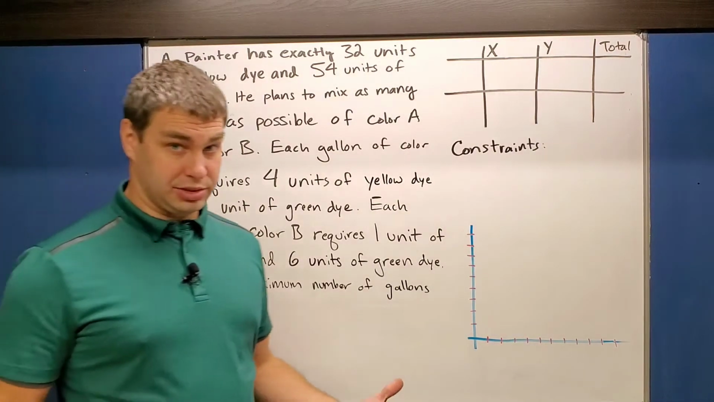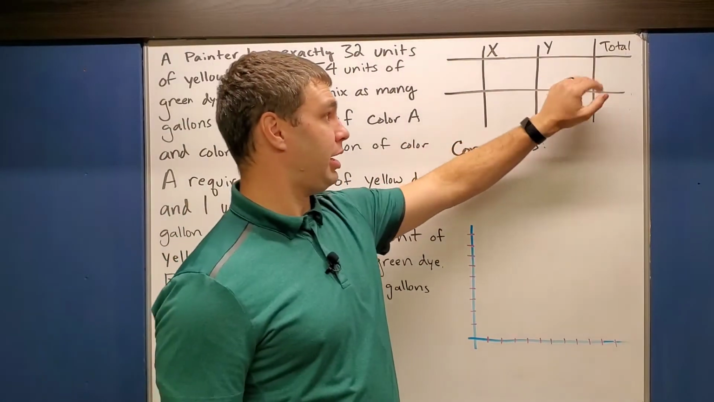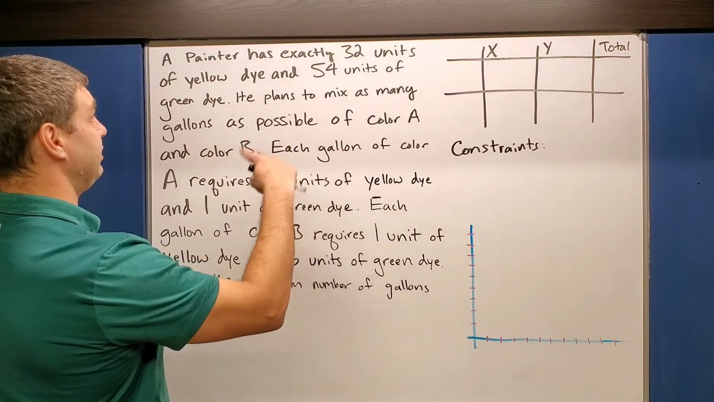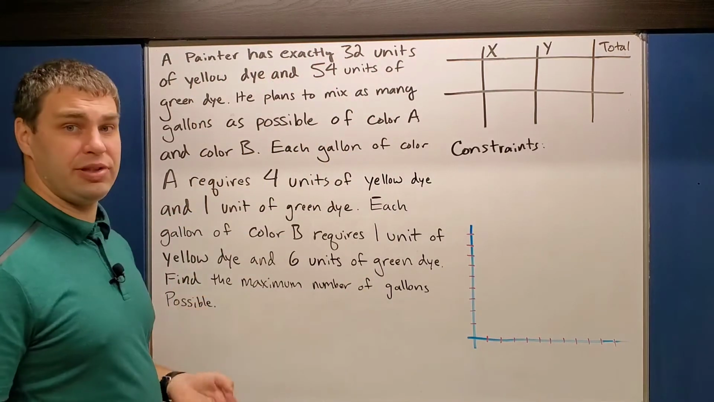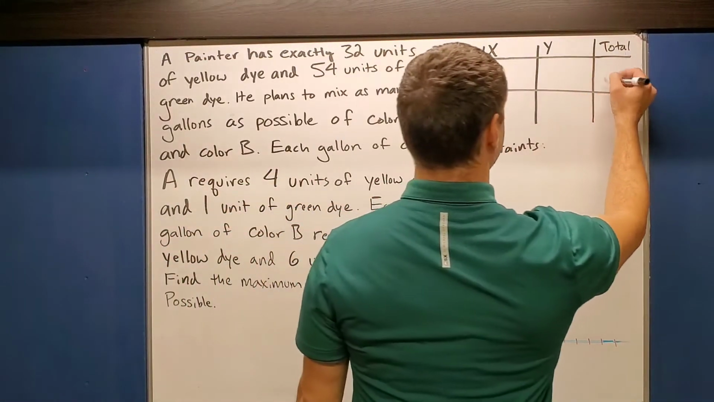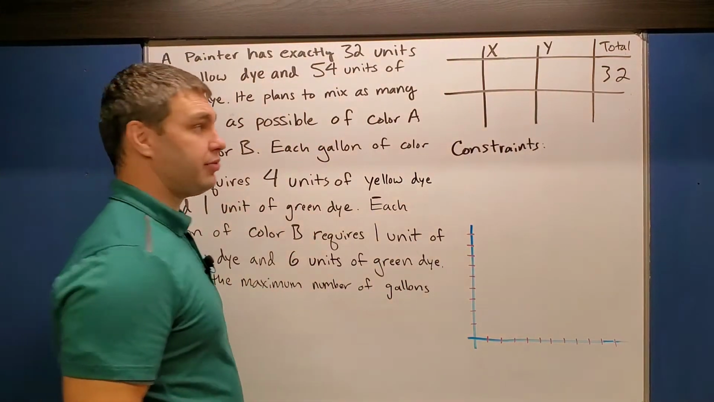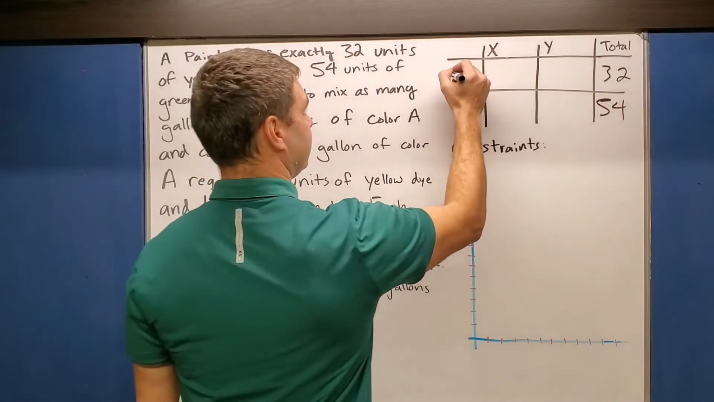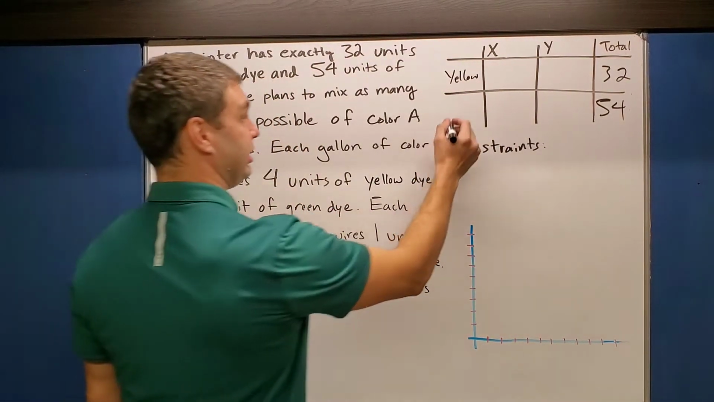I always tell my students to start by looking for what looks like a total number. If we can find our X, our Y, and then our totals, that's going to help us out a lot with this problem. It says right off the bat that the painter has exactly 32 units of yellow and 54 units of green. Those sound like total numbers to me. So let's put those in our total column and see if they work. Our first one is 32, and our second one is 54. 32 was yellow dye, so put yellow over there, and the 54 was green, so put green right here.